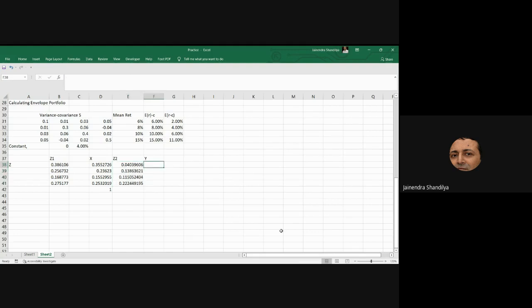So now if you want to calculate Y, again the individual Y's will be this one divided by the sum of the Z's, and then I drag this down.